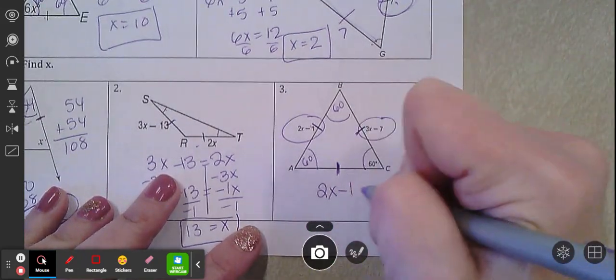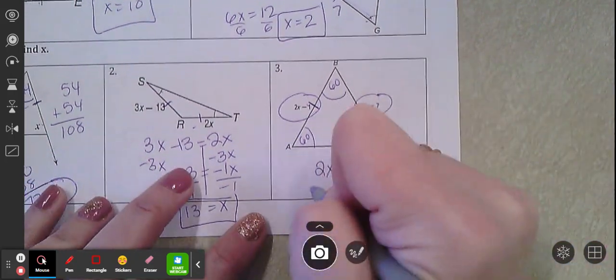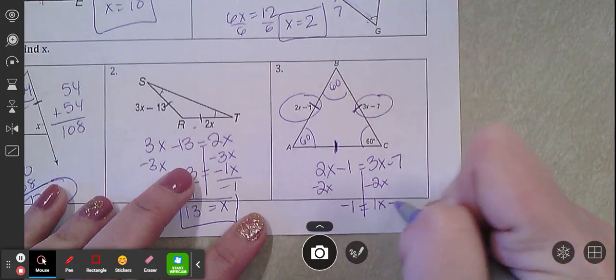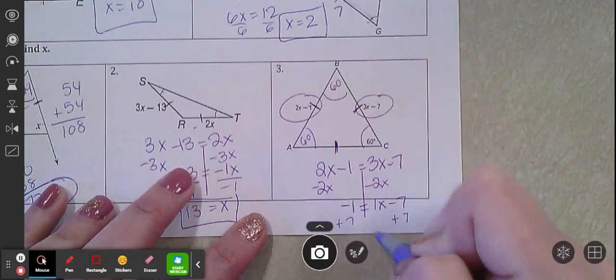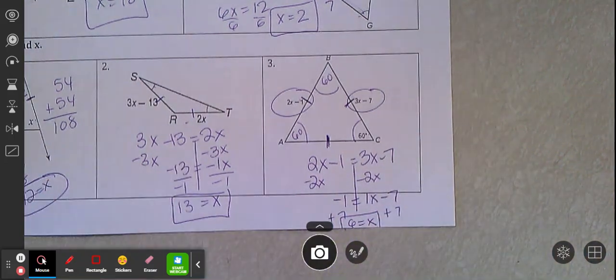2x minus 1 equals 3x minus 7. Solve for x. So I'm going to bring the 2x over. Negative 1 equals 1x minus 7. Add 7. I ran out of room. So x equals 6. That's number 3.